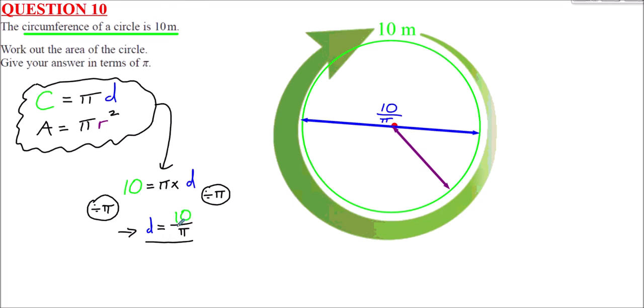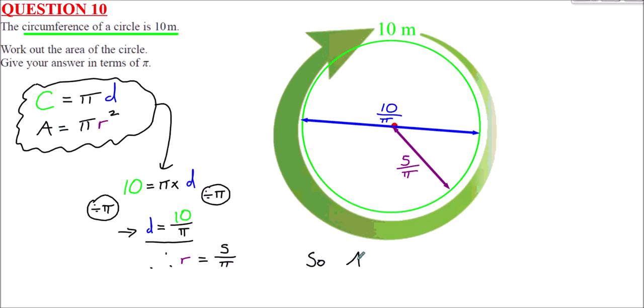So once I've got the diameter as 10 over pi, if I half that, I get the radius. So half of 10 over pi, I just half the denominator. So the radius is going to be 5 over pi. Now I can work out the area, leaving it in terms of pi.